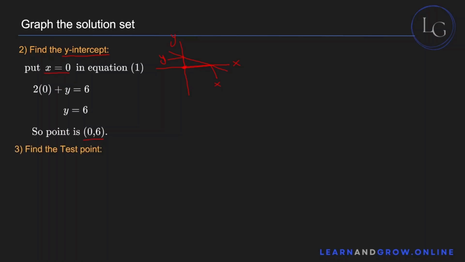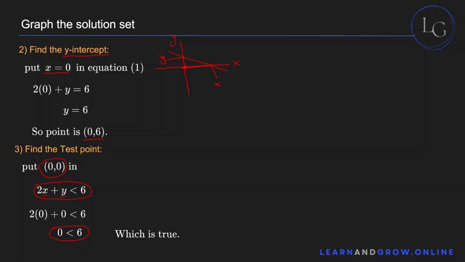Now, the third step is to find the test point. Again, you have to find the test point of each and every one of the inequalities given to you. So how to find the test point? Well, you plug in x is equal to 0 and y is equal to 0 in the inequality given to you. And this was the inequality given to us. You plug in 0 in place of x and 0 in place of y, and simply you get 6 is greater than 0. Is that true or is that false?